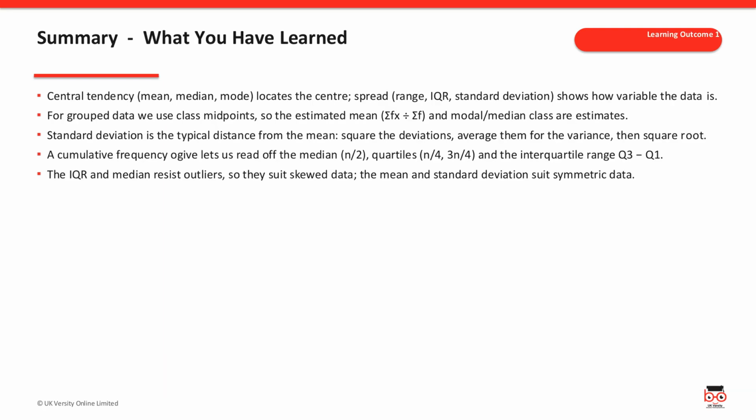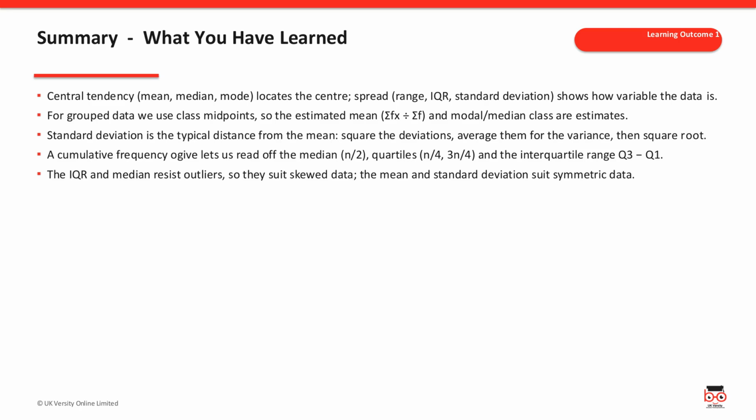Let's gather it all up. Central tendency, the mean, median, and mode, tells you where the center is, while spread, the range, interquartile range, and standard deviation tells you how variable the data is. For grouped data, we lean on class midpoints, so the estimated mean, the sum of fx divided by the sum of f, and the modal and median classes are all estimates. Standard deviation is the typical distance from the mean. Square the deviations, average them for the variance, then take the square root.